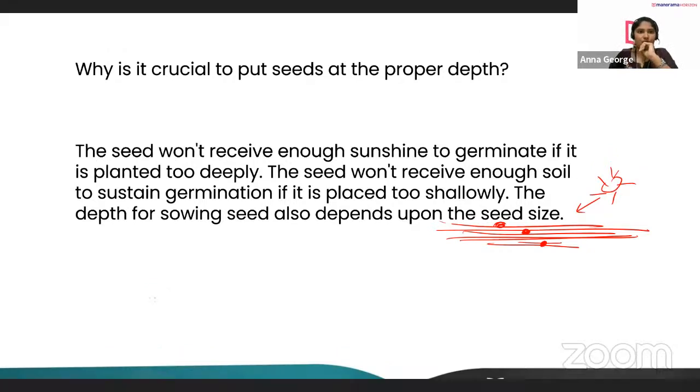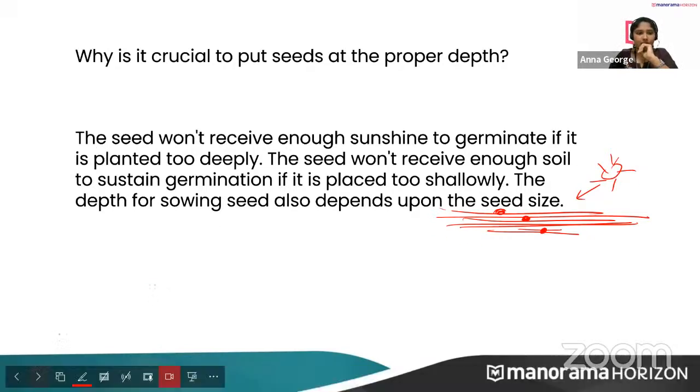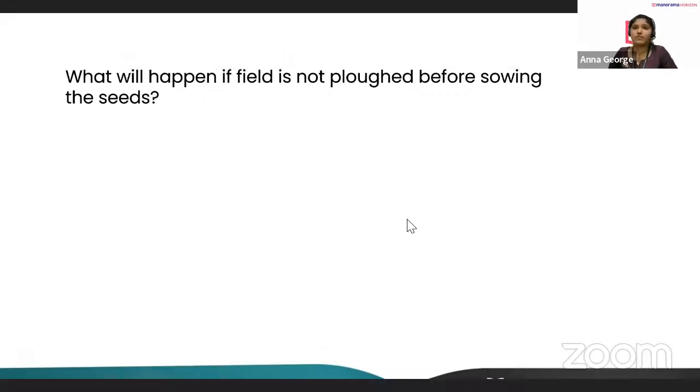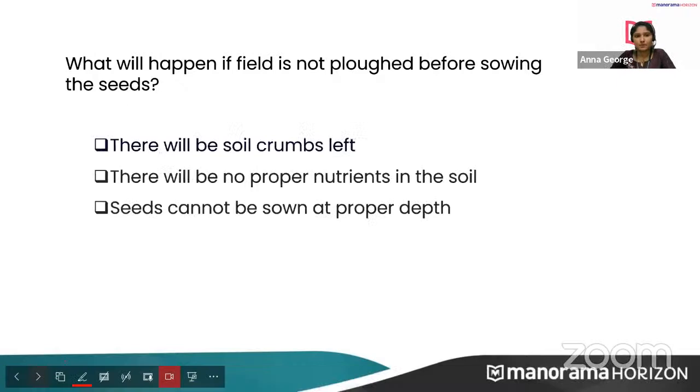Okay. So the next question is, what will happen if the field is not plowed before sowing the seeds? If the field is not plowed before sowing the seeds, what will happen? Very good answer. Crumbs will be there.